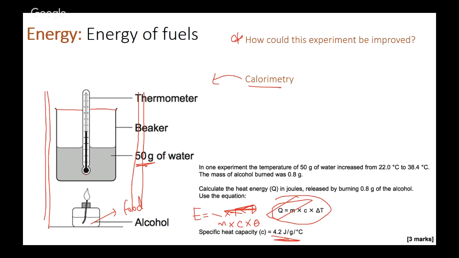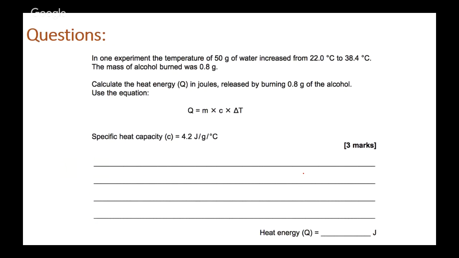They will give you the specific heat capacity. What you need to remember is this m stands for the mass of water and not the mass of alcohol burned. That's where people trip up in this question. So if I just quickly go through this question with you, it says in one experiment, the temperature of 50 grams of water increased from 22 to 38.4 degrees. Calculate the energy released by burning that mass of fuel. So ignore the mass of the fuel, that doesn't matter. We're wanting the energy transferred, and this mass is the mass of the water.